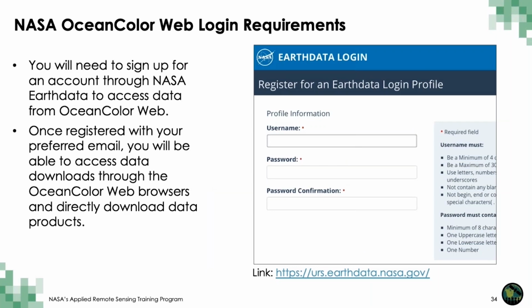To download data from the browser, you'll need to register for a NASA Earthdata account. You'll be prompted to create that account or log in if you attempt to download data from the Ocean Color Web browser. But the link is also provided here for you to the registration page if you want to do that beforehand. This registration is typically pretty quick, and you'll just need an email to complete the process, so not a whole lot of information on your end. And once registered, you'll be able to directly download data from the browser.